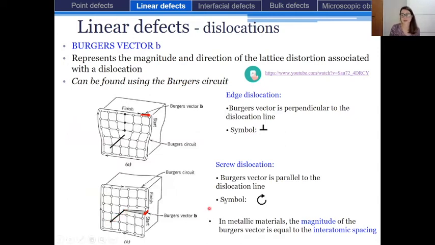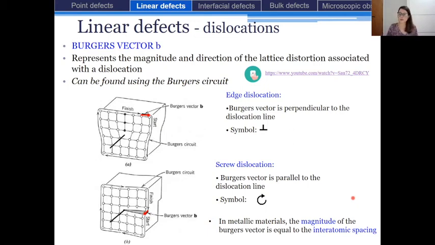And let's remember that the symbol to represent the dislocation line in case of screw dislocation is a circular arrow. Okay, so I could represent right here with this symbol, this circular arrow, the presence of the dislocation line. Okay, and so in metallic materials, the magnitude of the Burgers vector is equal to the interatomic spacing. Okay, which makes it quite easy.